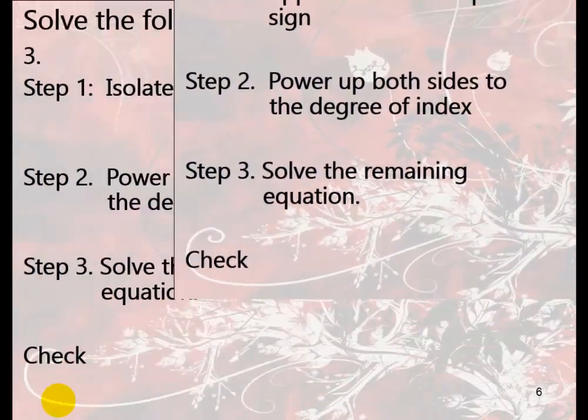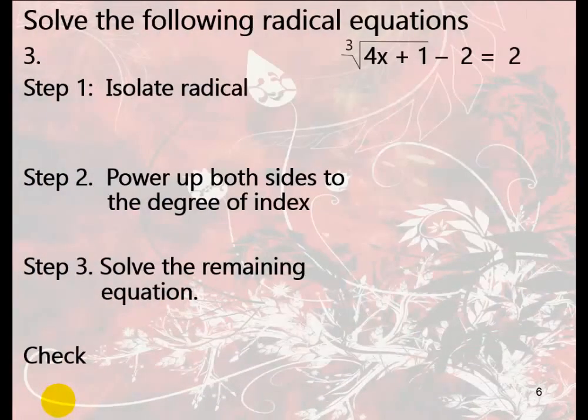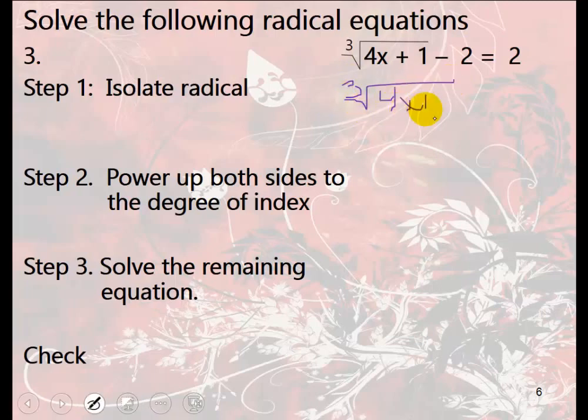All right, we can do it with higher powers, not just square roots. We've done square roots before. So now we're going to, again, isolate the radical. So now I have the cube root of 4x plus 1, and I'm going to add 2 to both sides. And that's going to give me 4.